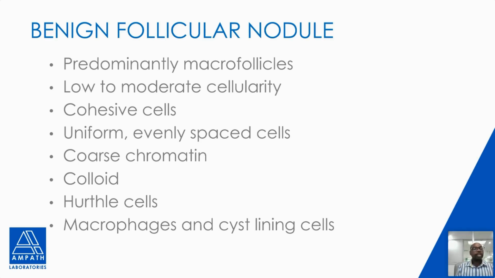And then the chromatin of benign follicular cells is coarse. They shouldn't be clearing. And then background colloid. Colloid comes in different forms. It can be fluid, it can be thick colloid, which may even show cracks, and it might even be thick, looking like bubble gum. And in the background, you may have Hurthle cells, but Hurthle cells shouldn't be the predominant cells, because that will lead you to other categories. But from my experience, in most benign follicular nodules, you will have some scattered Hurthle cells. And then you may have admixed macrophages and cyst lining cells.